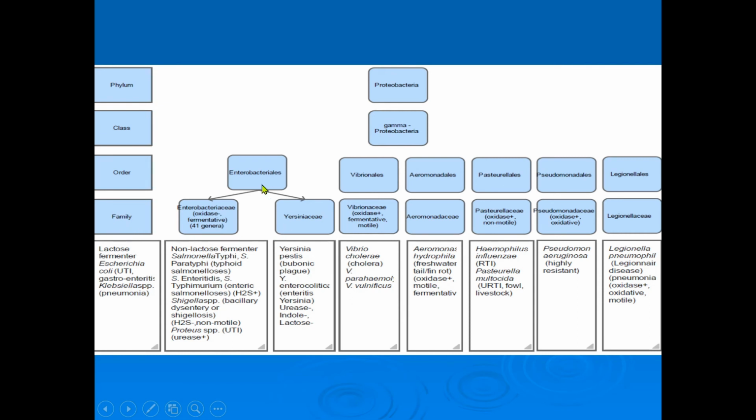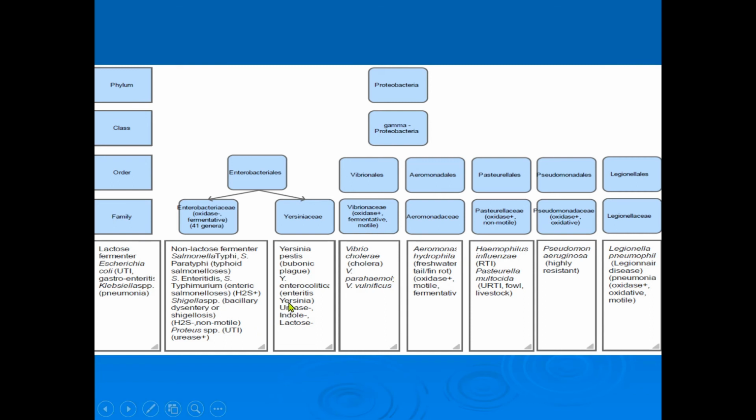Next, a different family under the order Enterobacterales. The famous genus under the family Yersiniaceae is Yersinia pestis and Yersinia enterocolitica. Yersinia pestis causes the bubonic plague, whereas Yersinia enterocolitica causes enteritis. Yersinia is also lactose negative, so they will form pale colonies on MacConkey agar.